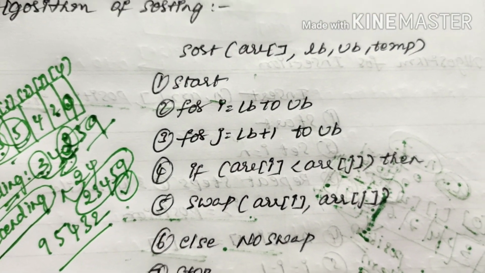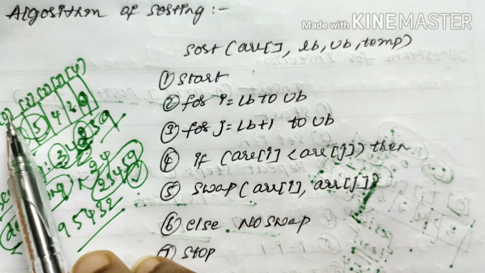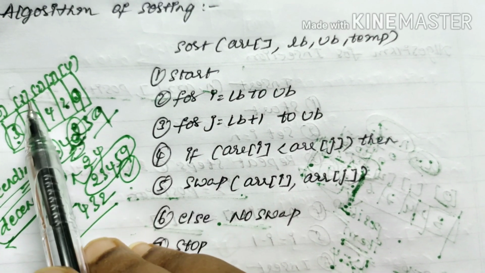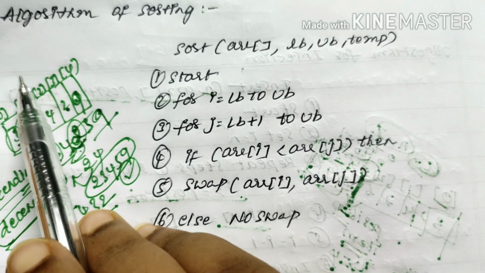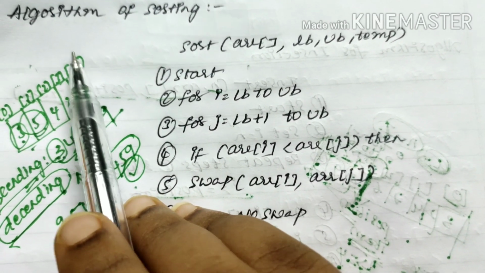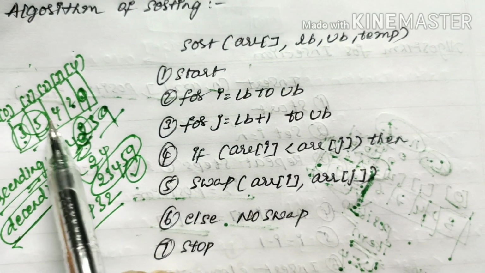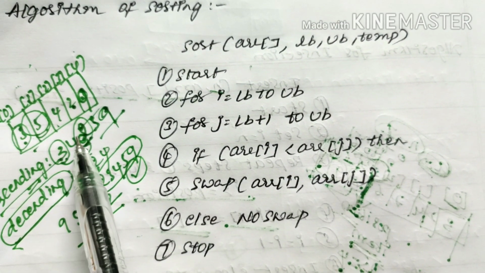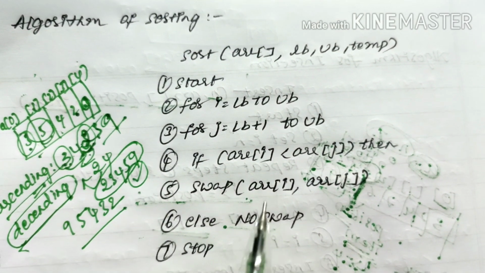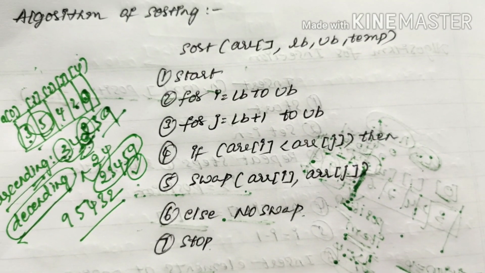Now let us get into the algorithm of sorting. That is, we have to check from lower bound to upper bound. That means the ith position starts with lower bound. J is the position with which I am going to compare; the second element to be noted is J. That means lower bound plus 1 to upper bound. If this position is greater than this, I am going to swap these two elements like which I had explained here. If not, else no swap. Stop. This is about sorting.